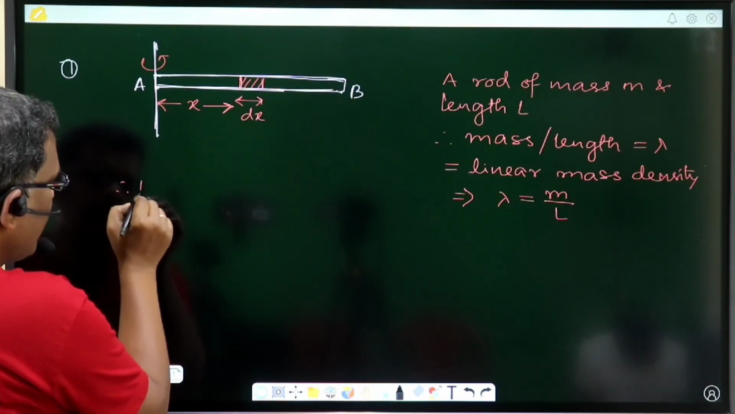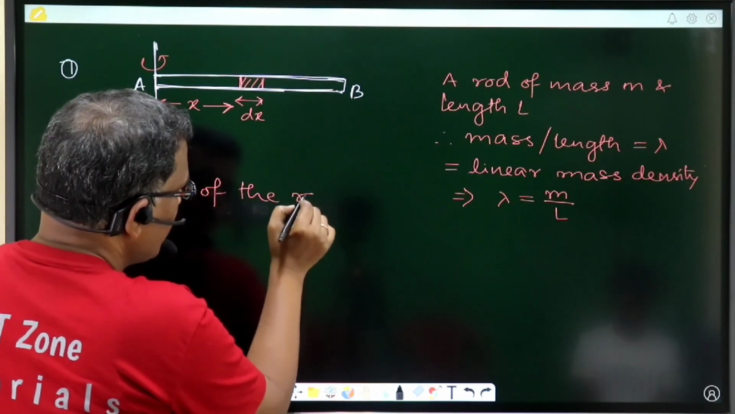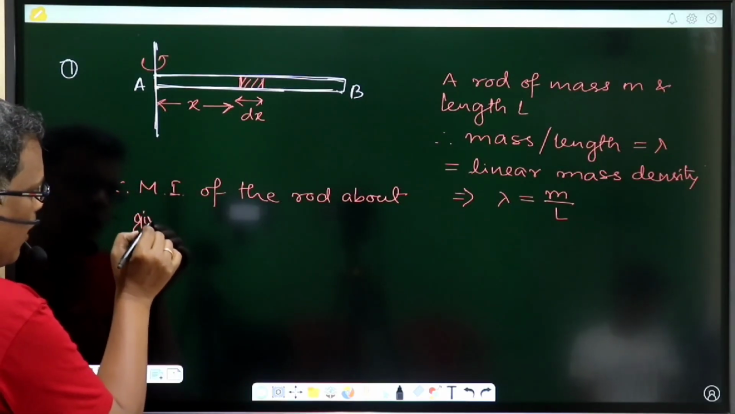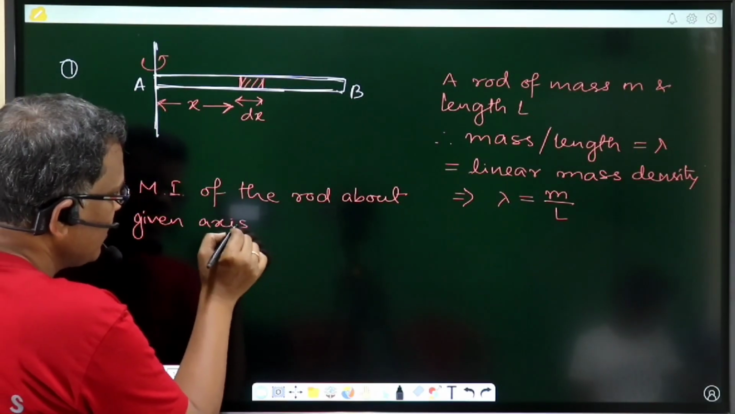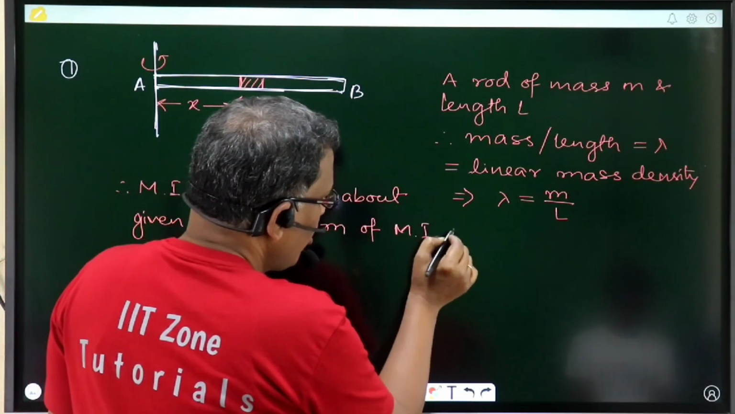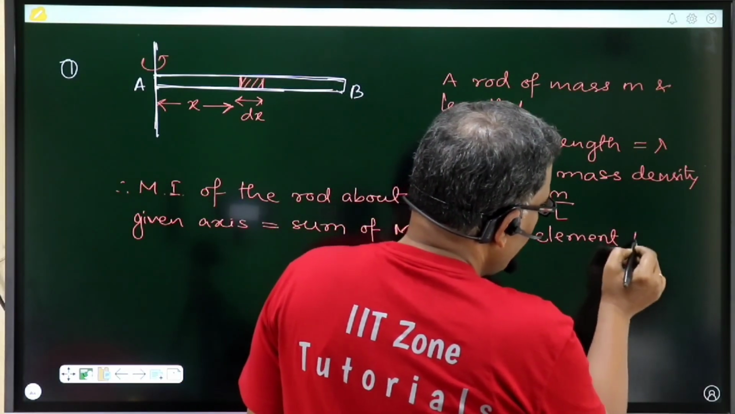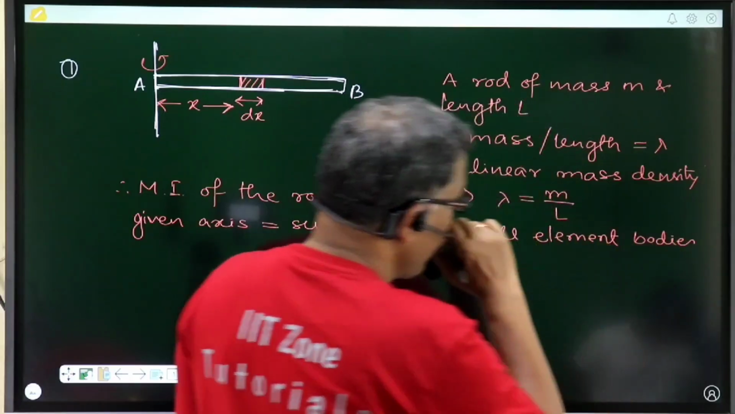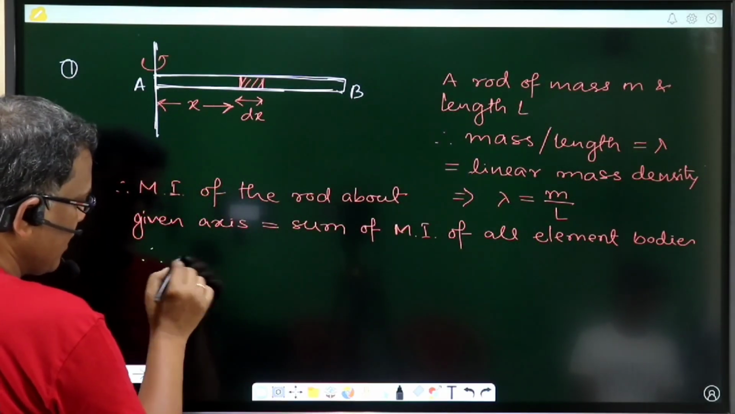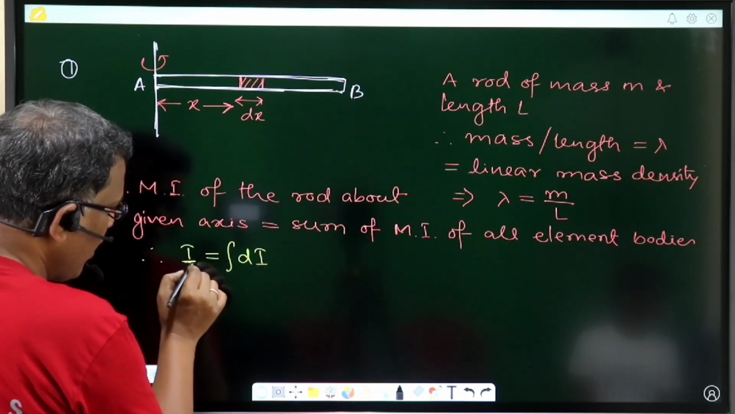So we can write the MI of the rod about the given axis is equal to the sum of MI of all element bodies available in the given rod. This summation will be done by using the method called integration. So total MI, I, will be the integration of the MI of one such element.